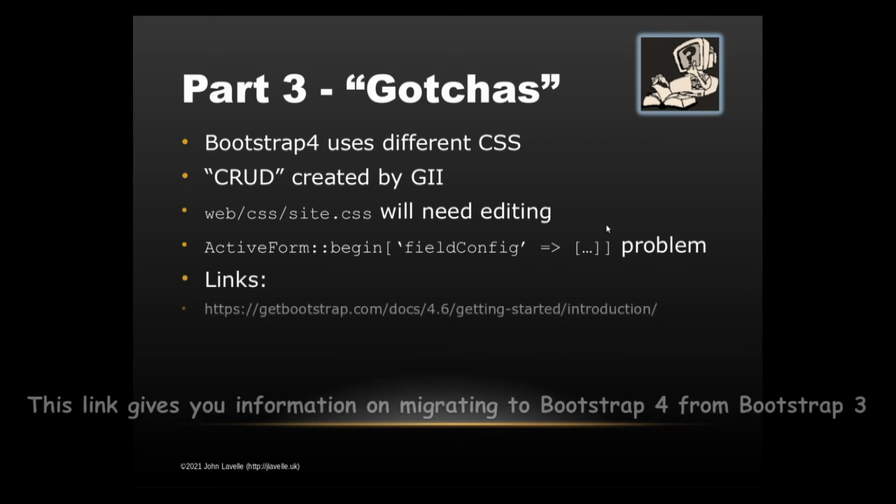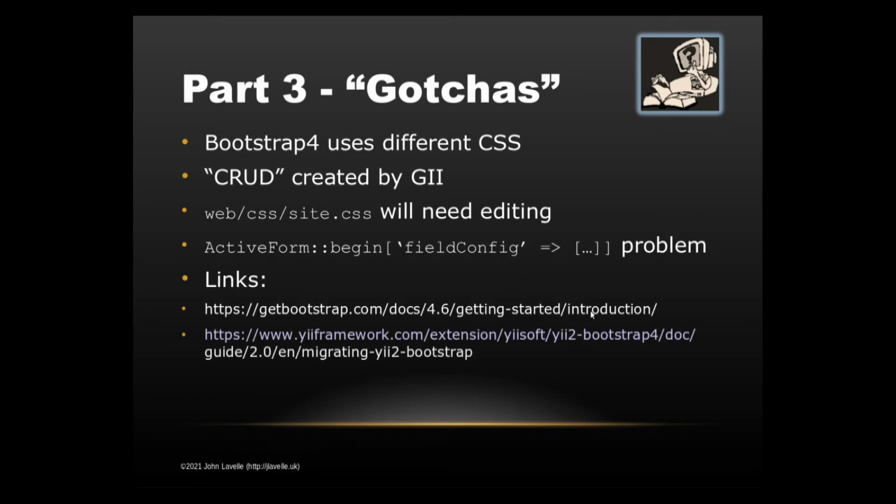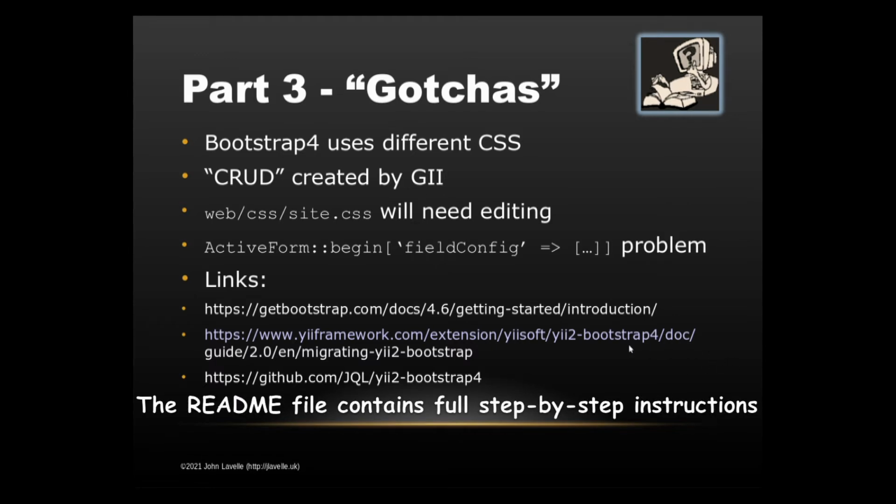Then finally there are some links. Get Bootstrap, Getting Started, the introduction. So if you need to know how to use Bootstrap 4 and the differences there, then the Yii framework itself actually has some documentation as to how to migrate from Bootstrap 3 to Bootstrap 4. And then finally you'll find all the code on my GitHub page at JQL Yii2-Bootstrap4. So if you have a problem you can look at the code there. There are also full step-by-step instructions.